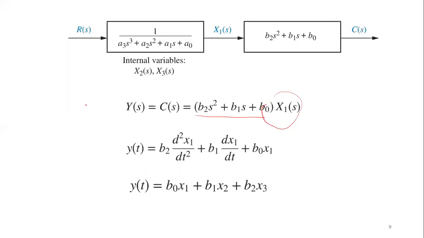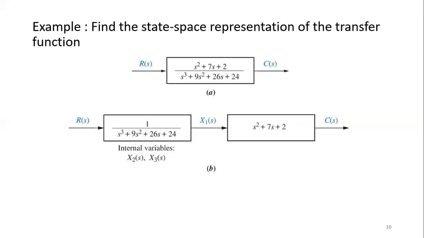So this is the S domain, and we transform it into the time domain, which gives us the constant b2 times d2, the double differentiation of x1, plus b1 times the differentiation of x1, plus b0 x1. Then we will get the real y(t) signal, which is x1, x2, x3. So this is the general form. Let's proceed to the previous example.